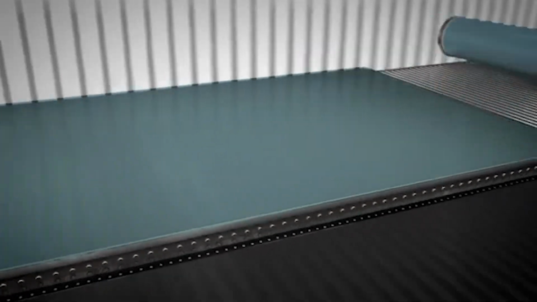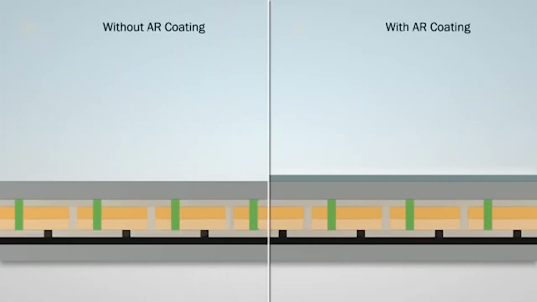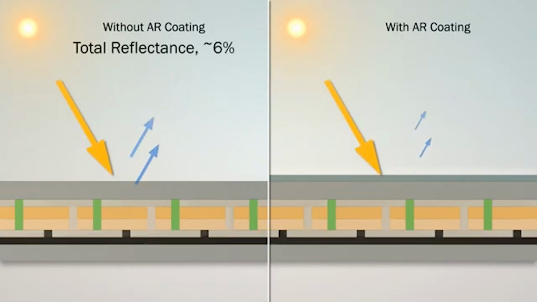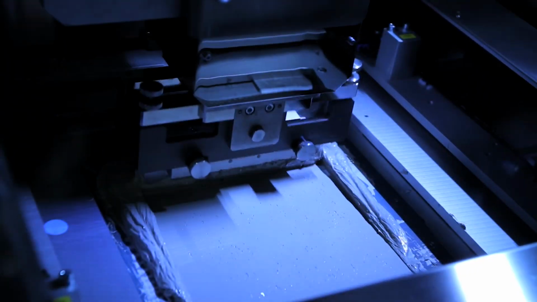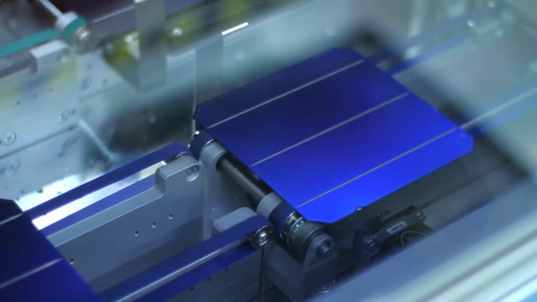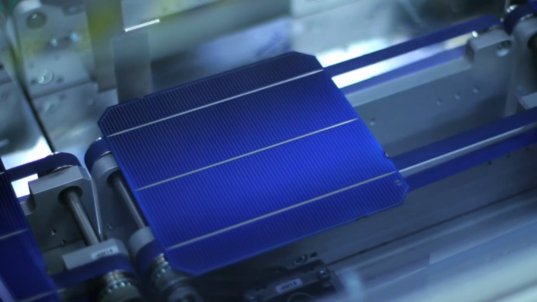Following doping, a thin layer of anti-reflective coating, usually silicon nitride, is applied to the top of the wafers. This coating minimizes sunlight reflection and boosts absorption. Then, metal conductors are screen printed onto each wafer, forming the grid pattern seen on solar cells. These conductors facilitate the collection and routing of the electricity generated by the cells through the solar panel.